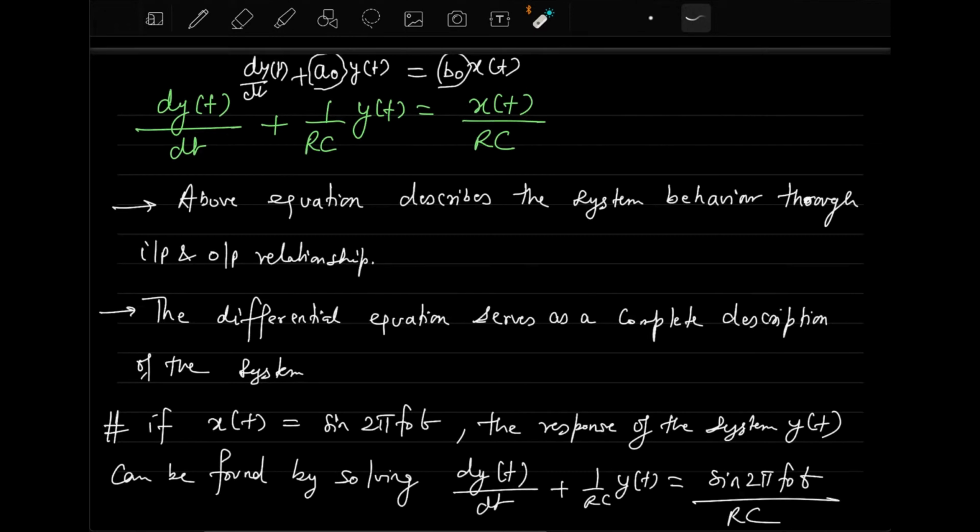We have this xt here, so we can write multiple xt's. If xt is a sine signal, then the response of the system can be found by solving the following differential equation. You can just substitute the value of xt as sine 2 pi f0t, and once you solve this differential equation, you will get the yt corresponding to this input signal.